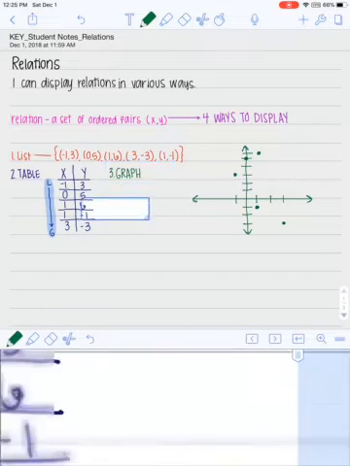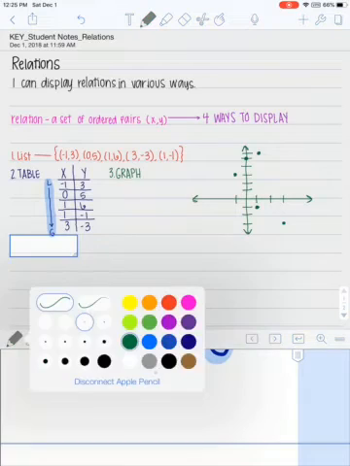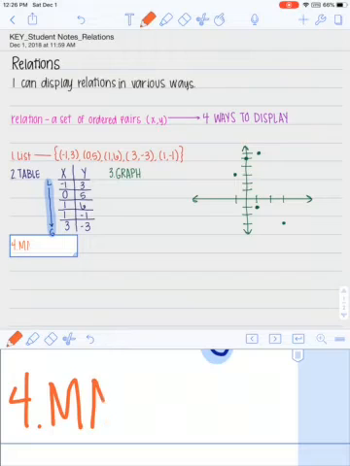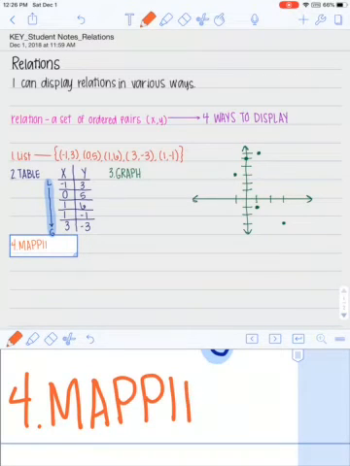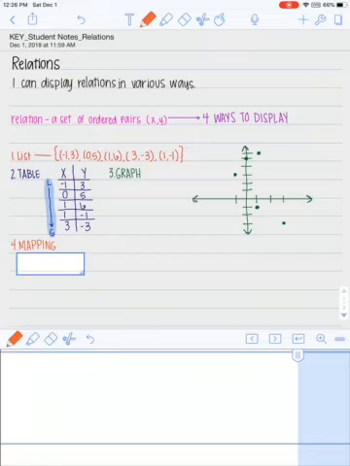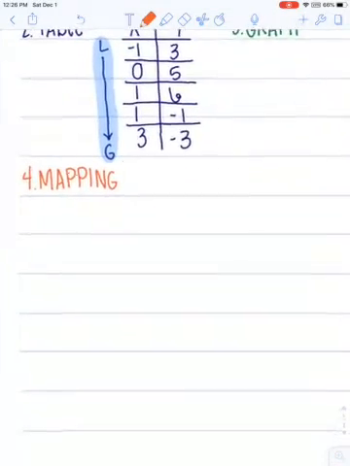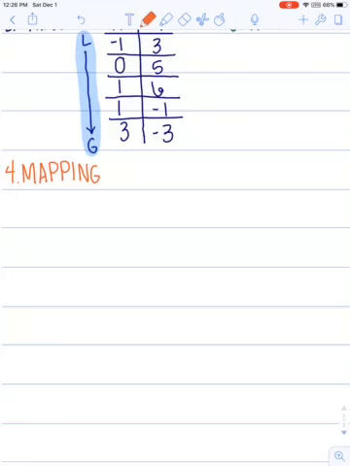The fourth way is where some new information comes in today. So the fourth way that we can display relations is using a strategy called mapping. Mapping is our fourth strategy, and this is our new information. You guys know how to create a list, you know how to create a table and a graph, but you've never really mapped before. So go ahead and follow along with me here.